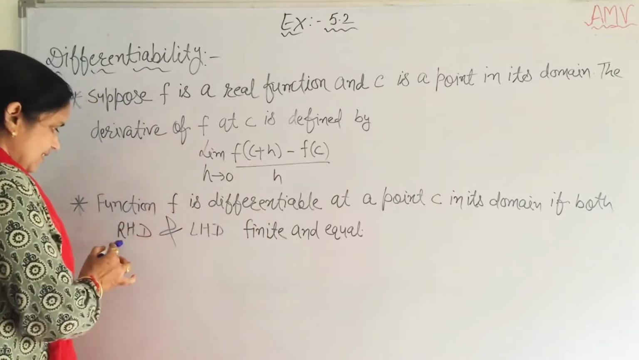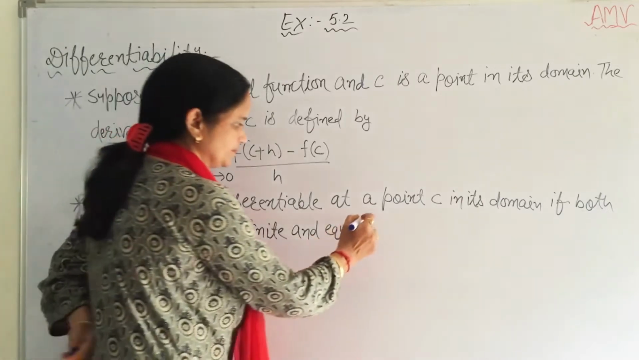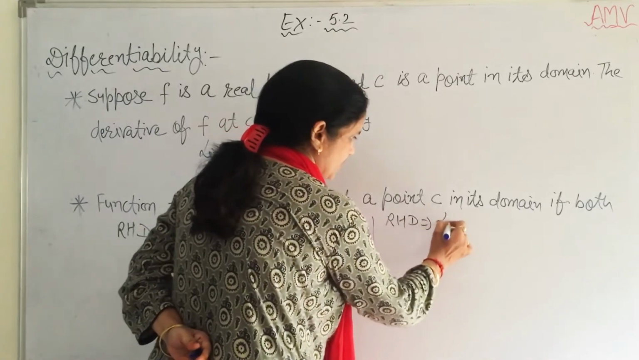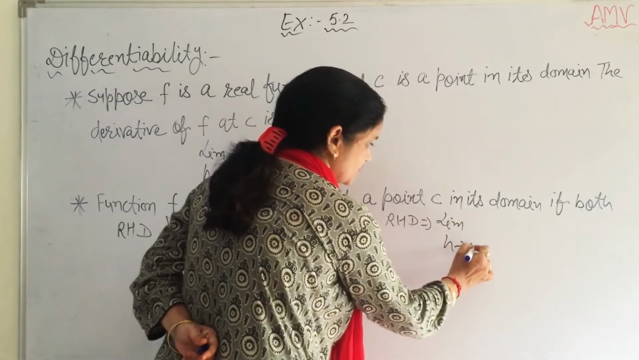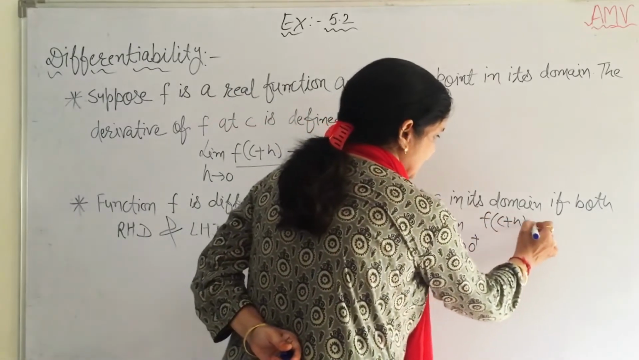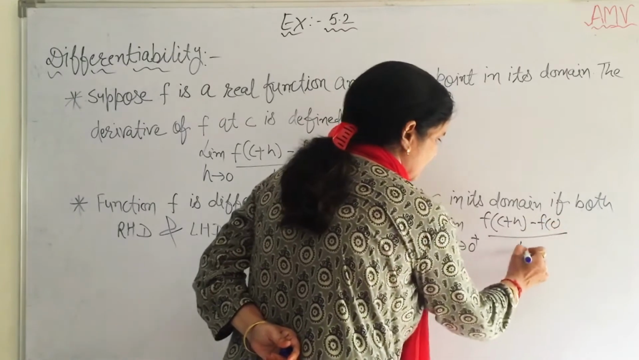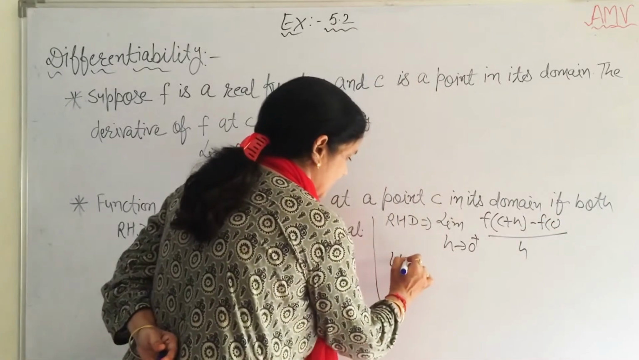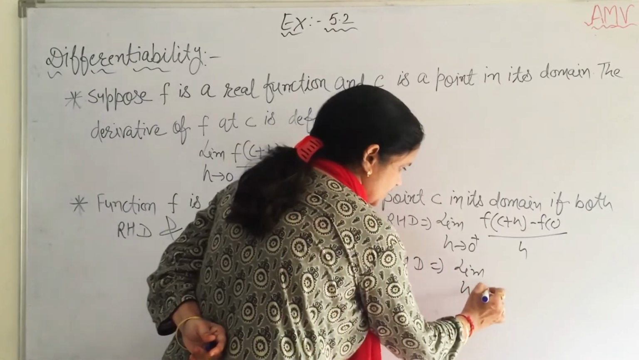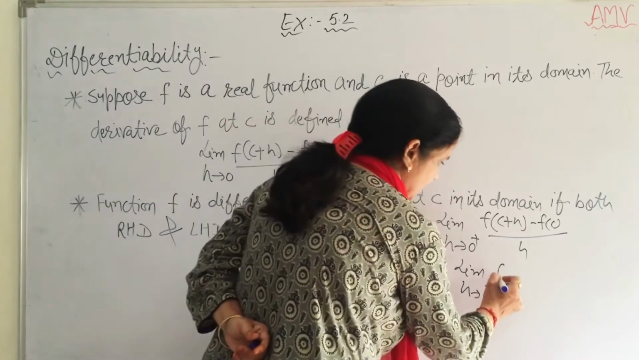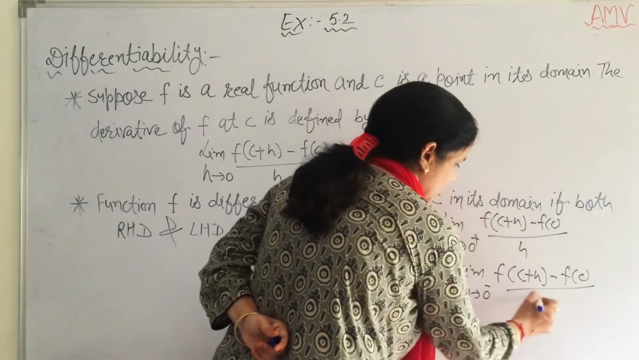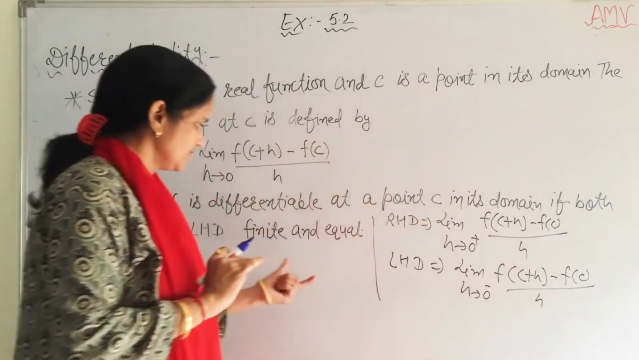Now let's define the right hand derivative. For the right hand derivative, it is limit h tends to 0 positive of f(c+h) minus f(c) by h. And the left hand derivative is limit h tends to 0 negative of f(c+h) minus f(c) by h. This is the definition.